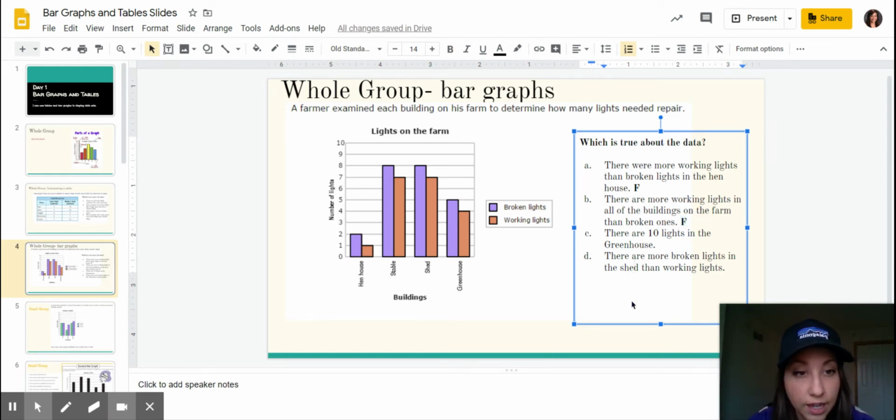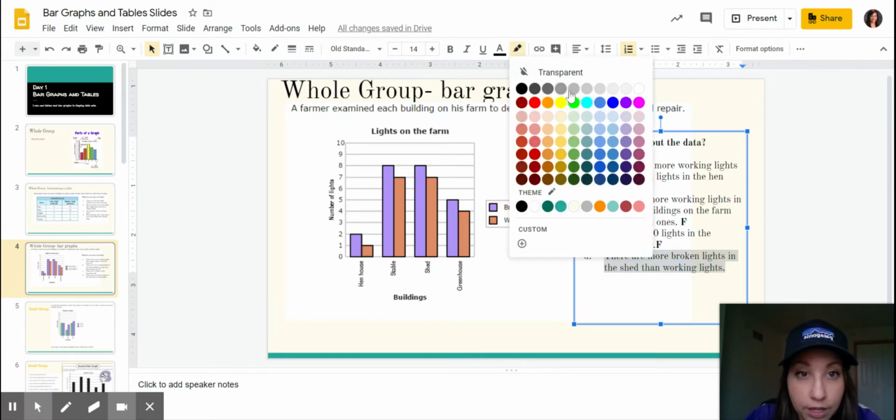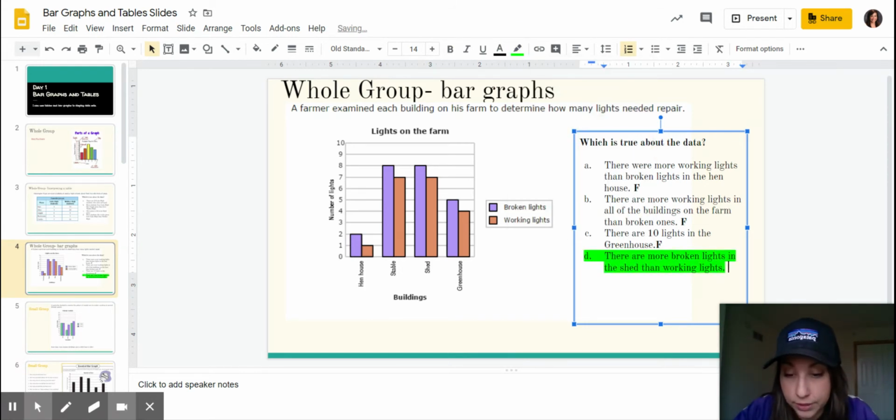There are 10 lights in the greenhouse. 10 lights. Looks like there's 5 broken lights and 4 working. That's only 9 lights. False again. Let's check out the next one. There are more broken lights in the shed than working lights. Shed, definitely more broken lights. You guys, this one is the true one. I'm going to highlight it green. I'm going to put a little T at the end for true. I don't know why I'm so singy today.